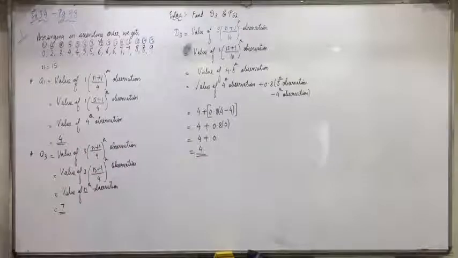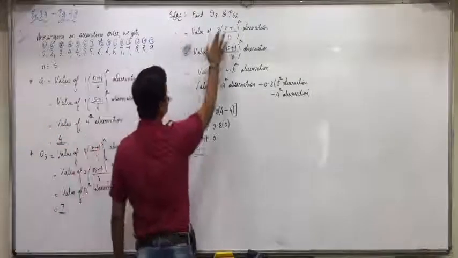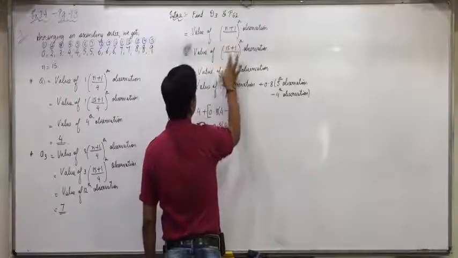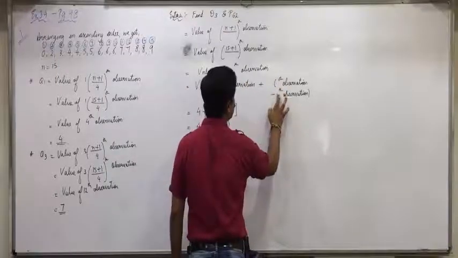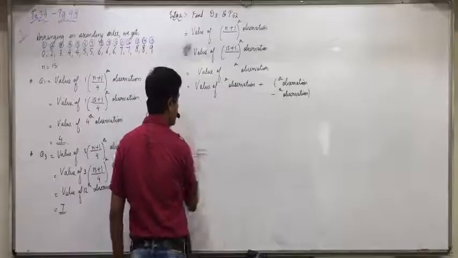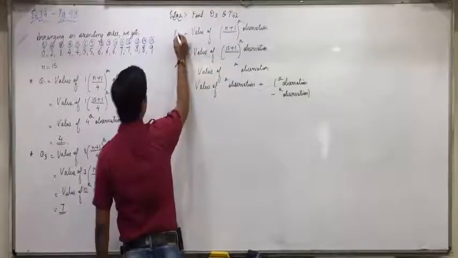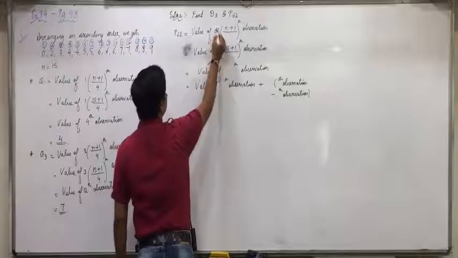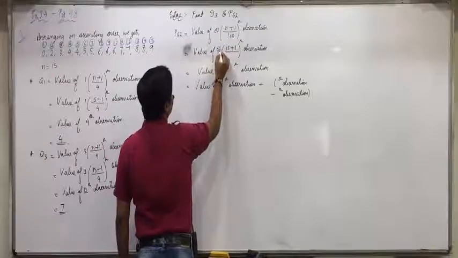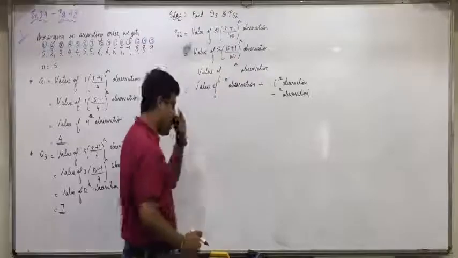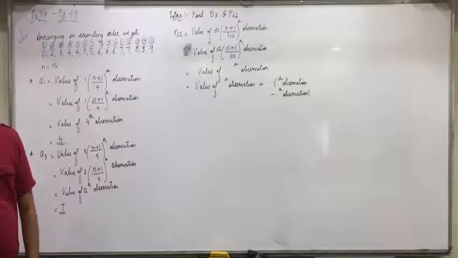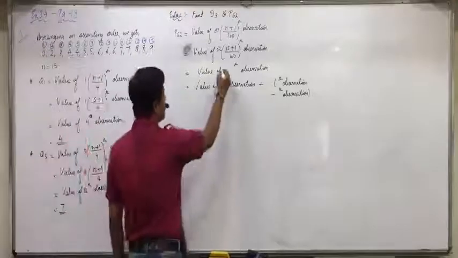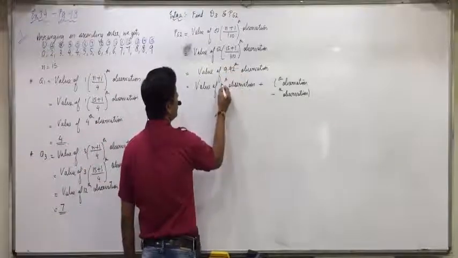Got the answer? Yes. Be attentive everyone. Now P62, so value of 62 into n plus 1 upon 100, 62 into 15 plus 1 upon 100. Do 15 plus 1 divided by 100 into 62, 9.92. Understood the procedure?